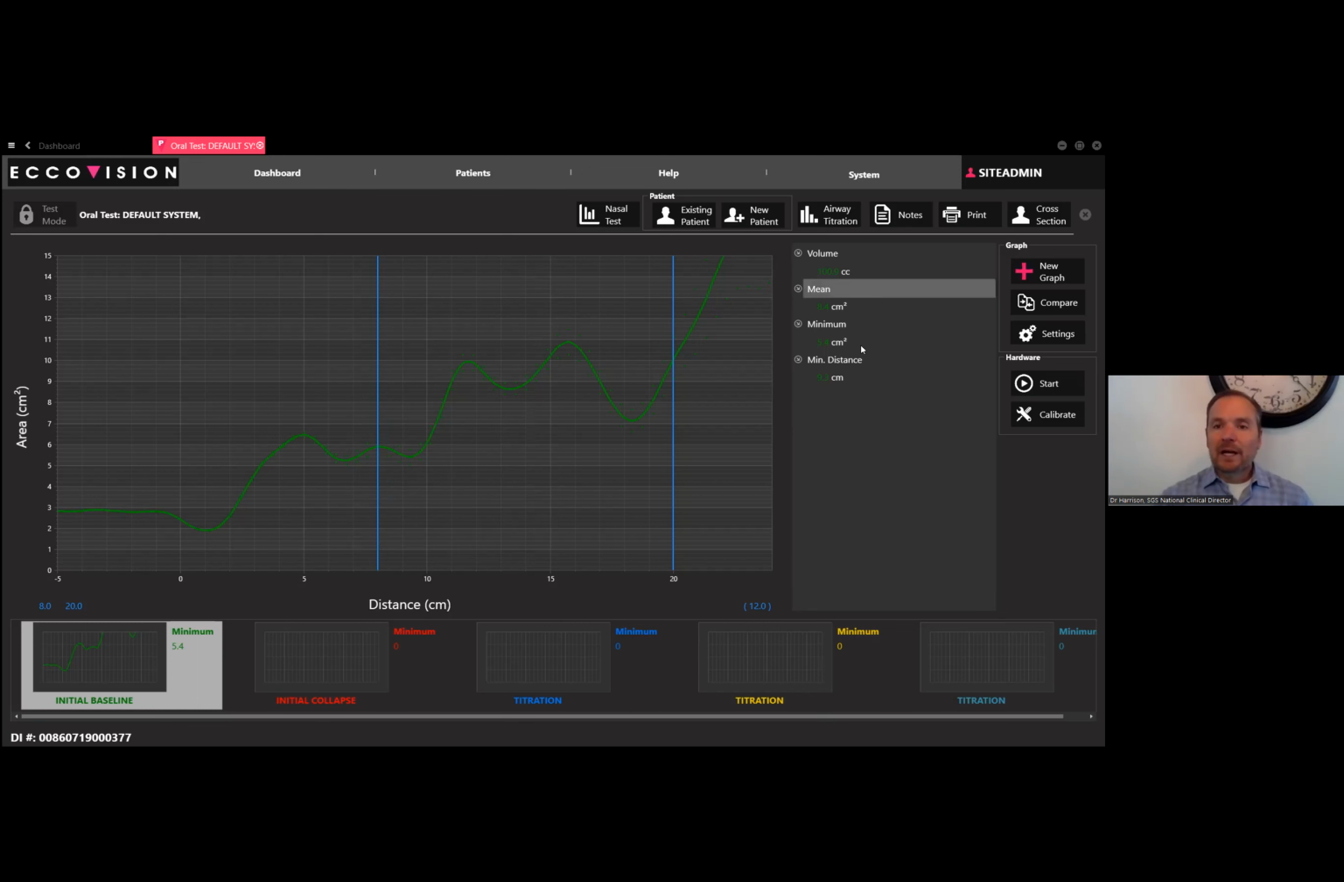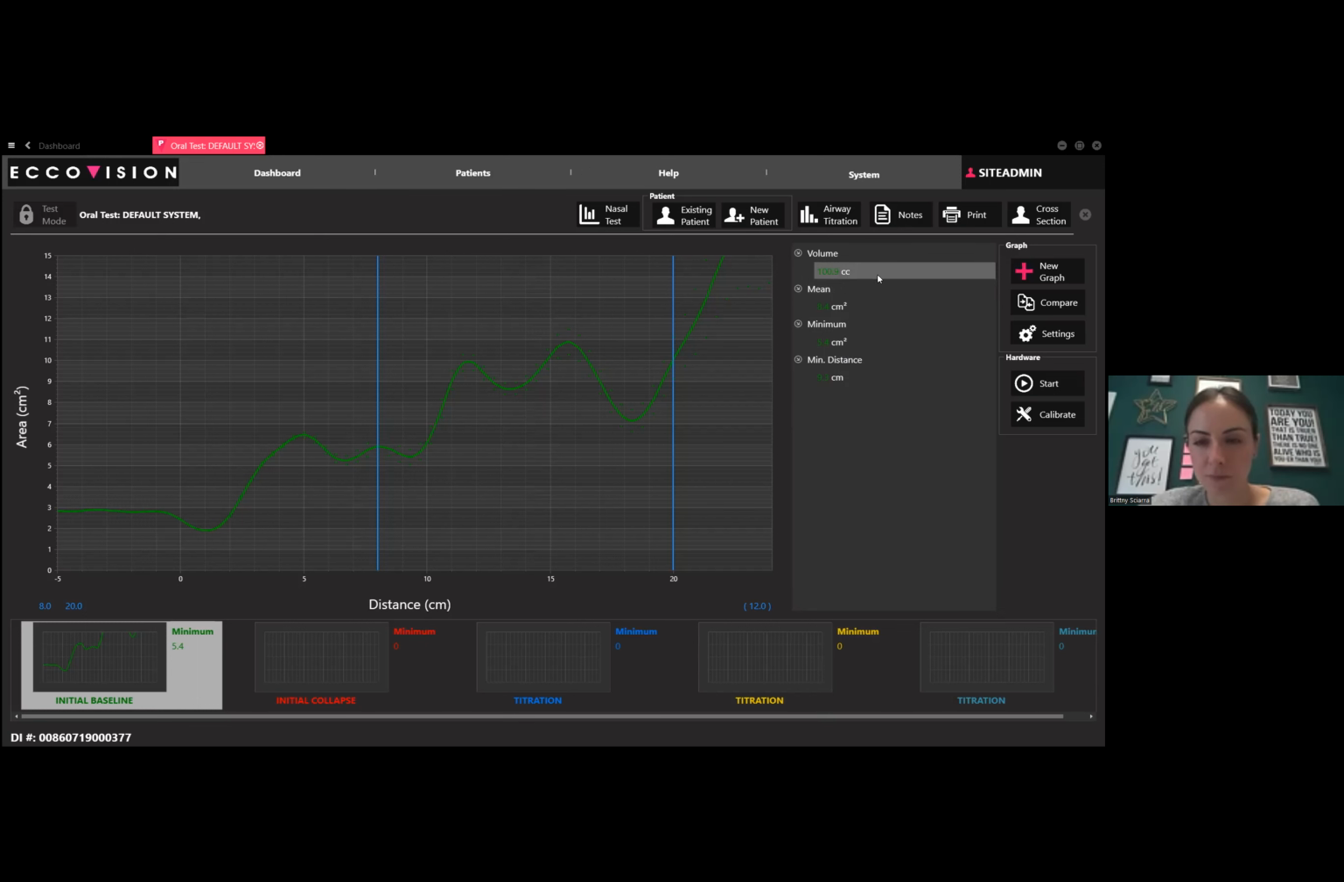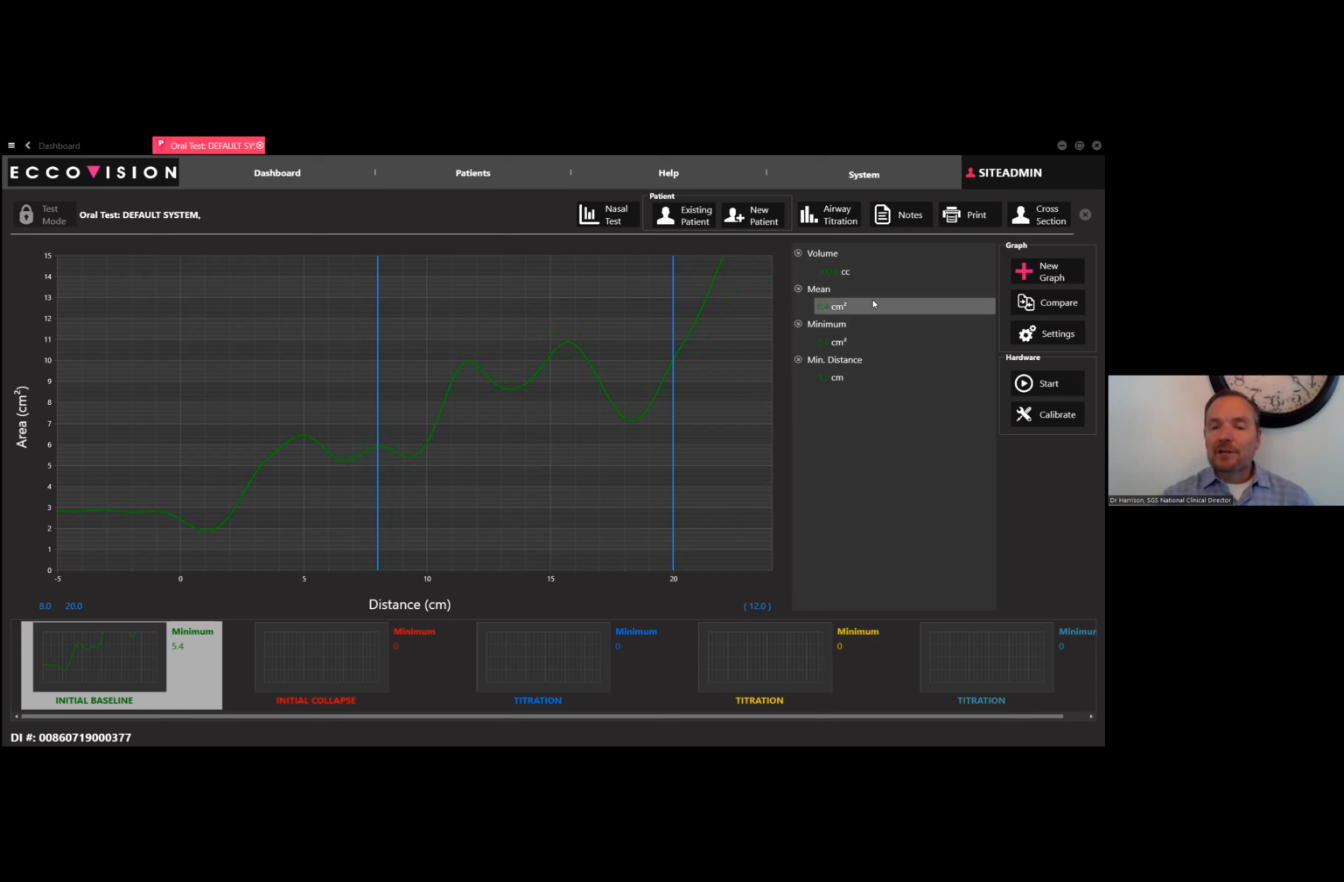My average volume is 100 cubic centimeters. My average when I'm breathing is 8.4 square centimeters, and my minimum is 5.4 square centimeters. So just to give it some norms, I always say sleep can be as easy as 3, 2, 1. The average airway, men and women, is right around 3 square centimeters. So 3.2 for men, 2.8 for women.